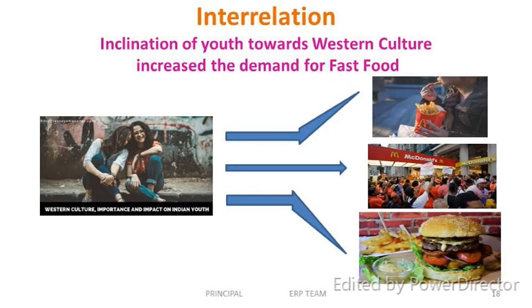Interrelation. The fifth feature of business environment is interrelatedness. That is, all forces and factors of business environment are interrelated to each other. For example, with inclination of today's youth towards Western culture, the demand for fast food is ever increasing.